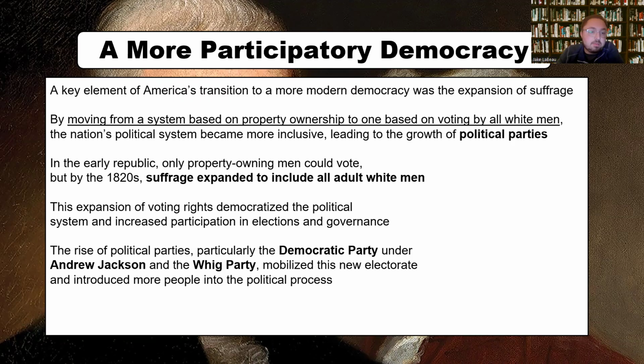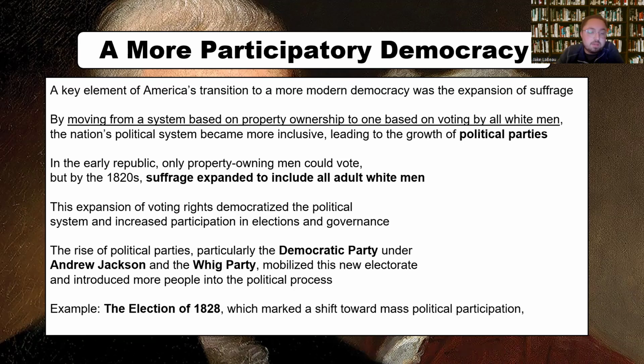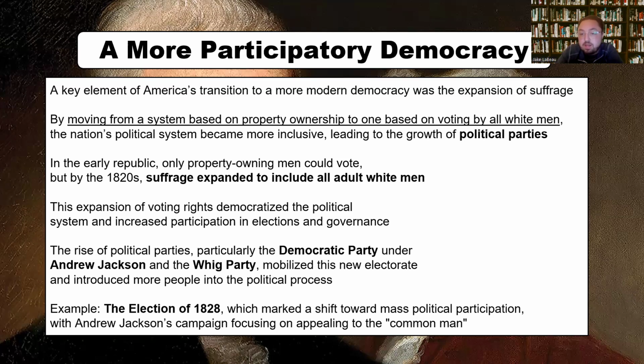So another example is that the election of 1828 is going to mark a shift towards mass political participation, a huge amount of people participating. So with Andrew Jackson's campaign focusing on appealing to the common man, and you might be thinking, who's the common man? Common man's going to be farmers, laborers, frontiersmen who had previously been excluded from politics. All right. The Whig Party formed in opposition to Jackson, represented different interests, but also sought to engage a growing electorate.